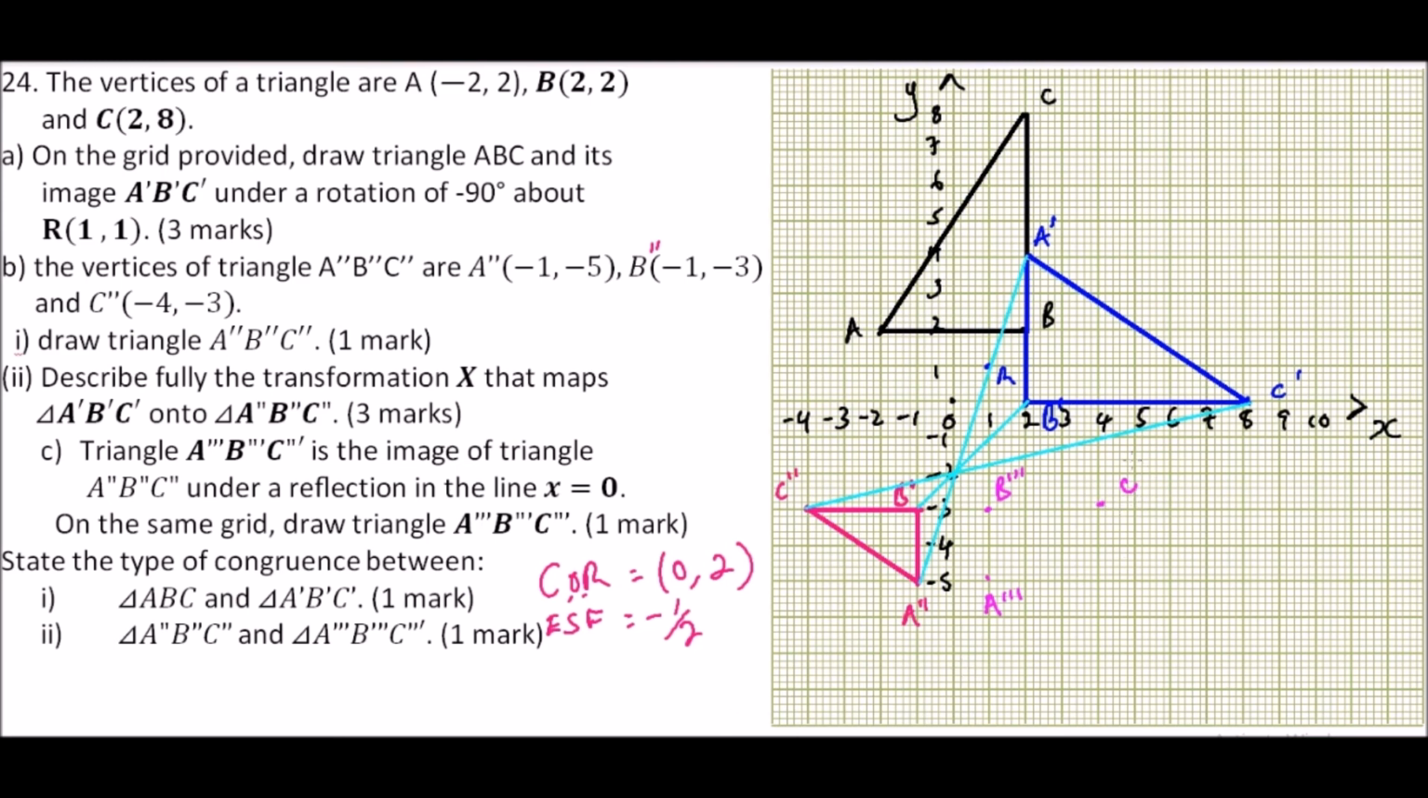So that is our triangle, and then we are required to state the type of congruence that we have, that is triangle ABC and triangle ABC prime, and for I, that is ABC and ABC prime, we refer to that as direct congruence, which you learned in Form 2. And the other one is opposite congruence.